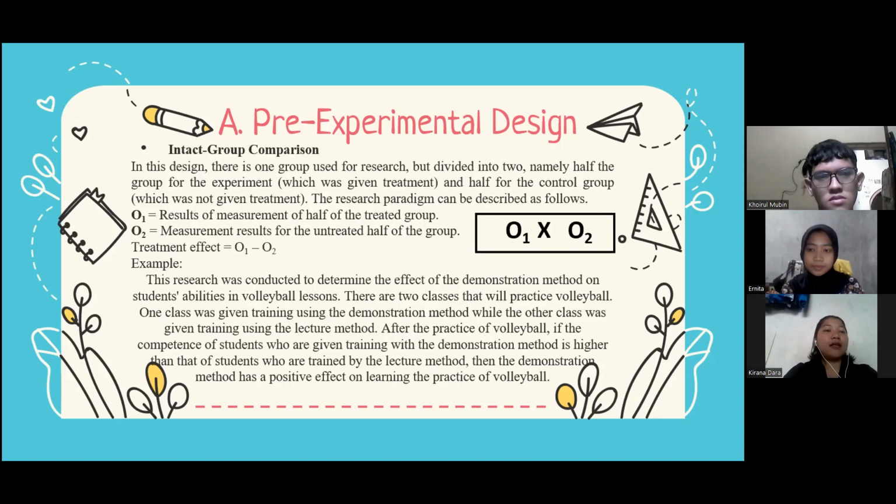Next. And the last is intact group comparison. In this design, there is one group used for research, but divided into two, namely half the group for the experiment, which was given treatment, and half for the control group, which was not given treatment. The research paradigm can be described as follows: O1 as the result of measurement of half of the treated group, and O2 measurement result for the untreated half of the group, and the treatment effect is O1 minus O2. The example, this research was conducted to determine the effect of the demonstration method on student abilities in volleyball lessons. There are two classes that will practice volleyball. Next.